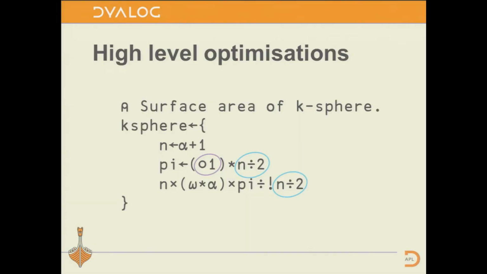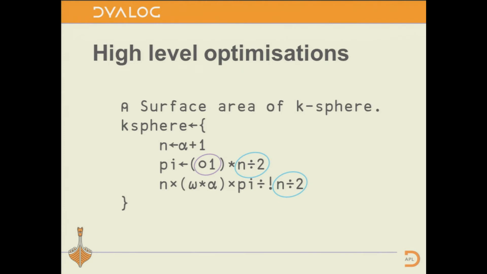Here's another function from the tradfns workspace, something to do with multi-dimensional spheres. You might notice in the middle here, that says circle 1, which is calculating pi. At the moment, when you run that function, it'll pick up the number 1 and pick up the function circle and go off and calculate pi for you. There's no reason why we shouldn't do that up front at compile time when the function is fixed. We know what pi is.